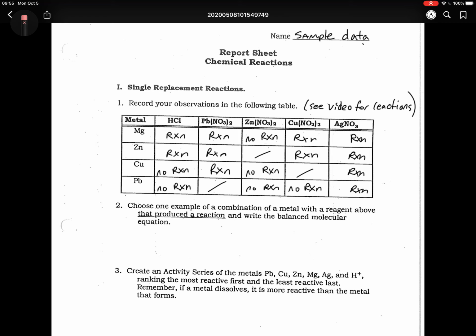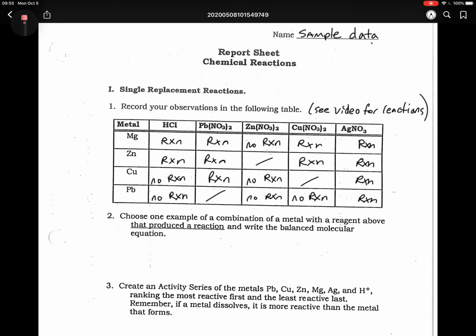Read the procedures, read the experiments, pretend you were going to do all of those things. Watch the video so you can see what each of these reactions is about. Now, what is happening here is that we are reacting metals with different metals. We're reacting metals together and seeing if they form reactions. By reaction, we're looking for evidence like bubbles or precipitation, something forming, color change, that kind of thing. So I've labeled these as reaction or no reaction.